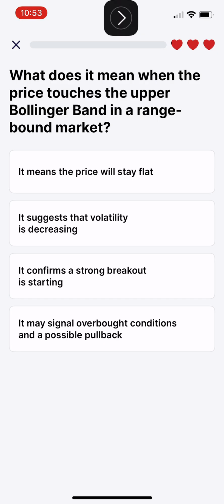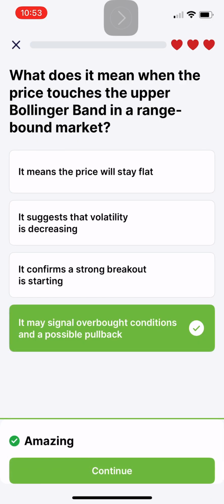What does it mean when the price touches the upper Bollinger Band in a range-bound market? It means the price will stay flat. It suggests that volatility is decreasing. It confirms a strong breakout is starting. It may signal overbought conditions and a possible pullback.